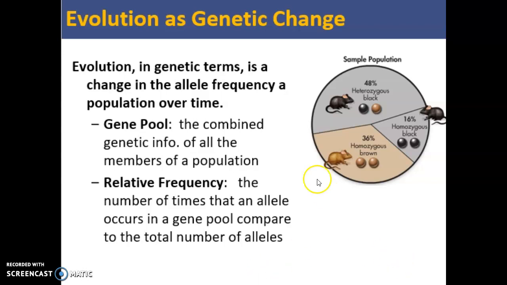So here we have a population of mice, right? Now, it might seem that the black allele is more common, right? Because we have more black mice than we have brown mice, right? However, the number of homozygous brown mice is greater than the number of homozygous black mice, which means that the brown allele is actually the more common allele. Now, any change in the frequency of brown and black alleles within this mouse population would mean that the mouse population is evolving.